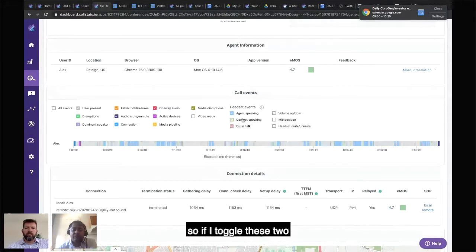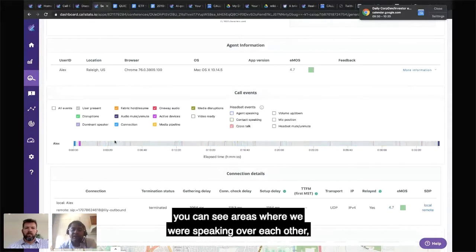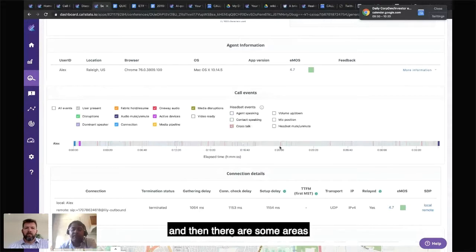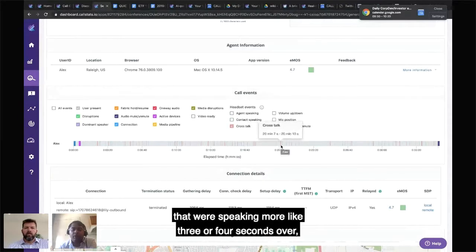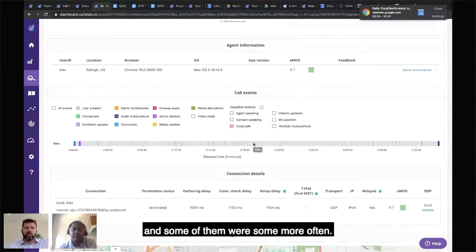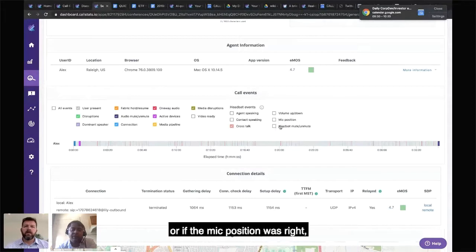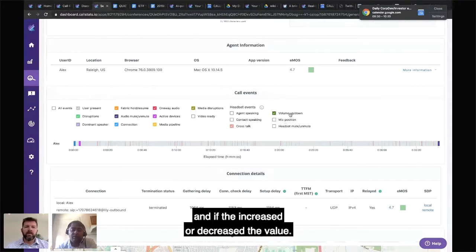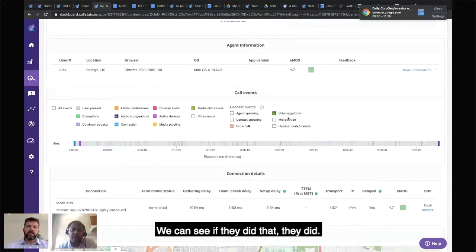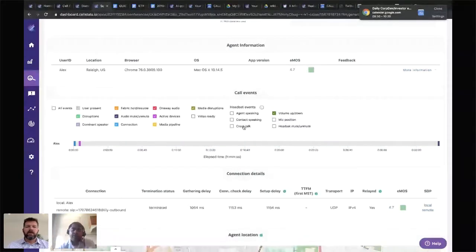We also have crosstalk. So if I toggle these two, you can see areas where we were speaking over each other, right? There are some areas where we're speaking 3-4 seconds over, and some of them more often. You can get a sense that there must have been some disruptions because we're speaking over each other in some places. We can also see if there were muting problems, or if the mic position was right, and if they increased or decreased the volume. And you can see if they did that. No, they didn't. That's great.